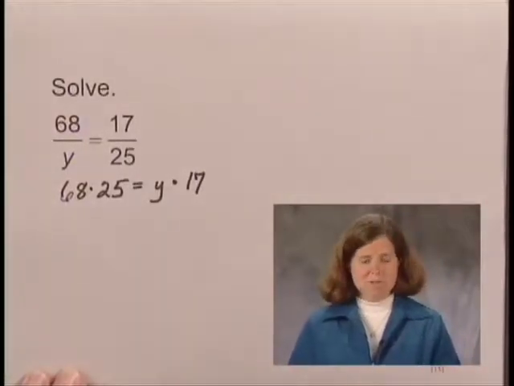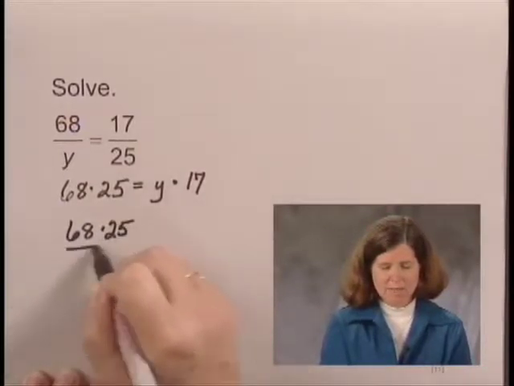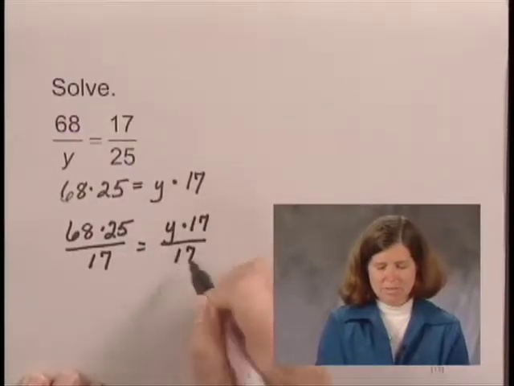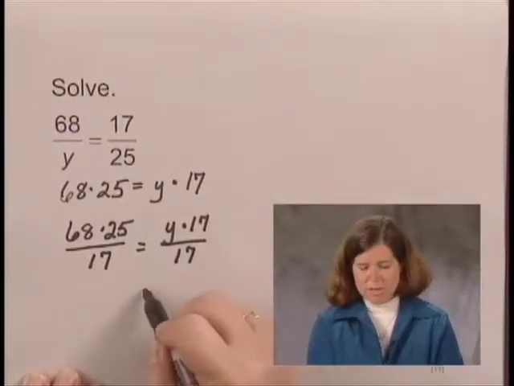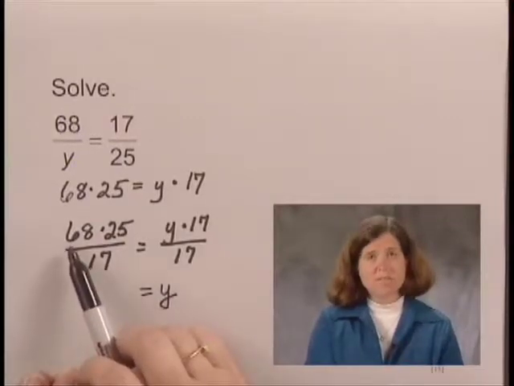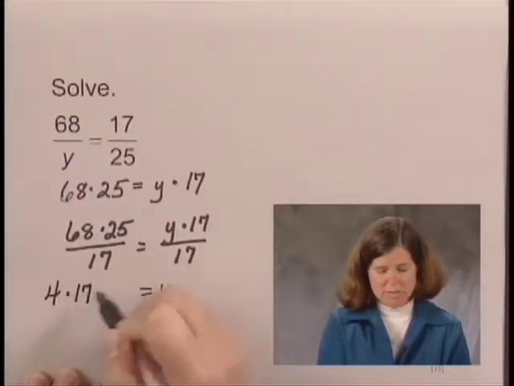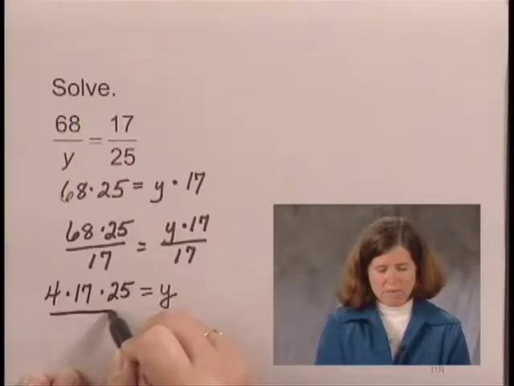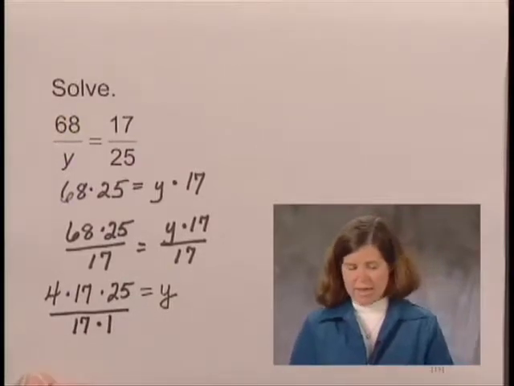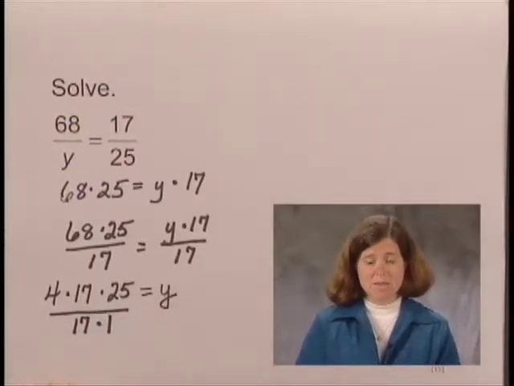To solve this, we'll divide by 17 on both sides. We have 68 times 25 divided by 17 equals y times 17 divided by 17. On the right side of the equation, we simply have y. And on the left side, I'm going to factor 68 because 68 has a factor of 17, and write that as 4 times 17 times 25 divided by 17, and I'll write in a factor of 1 because I have a factor of 17 in the numerator and the denominator, and I can cancel that because 17 over 17 is 1.